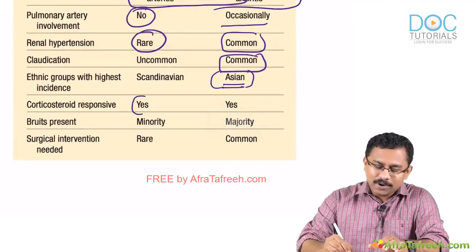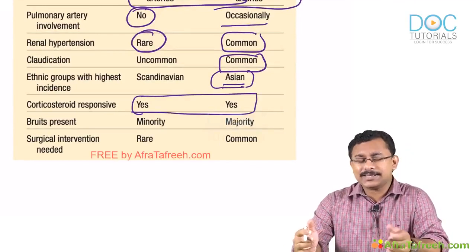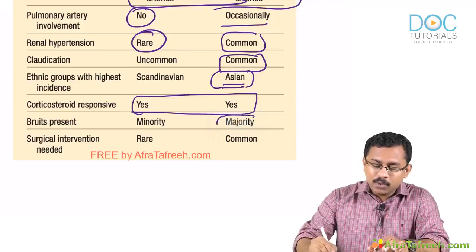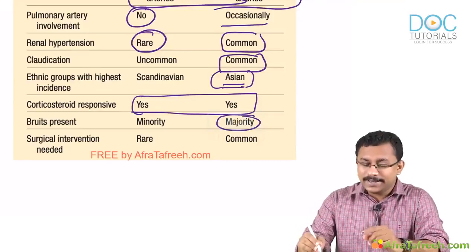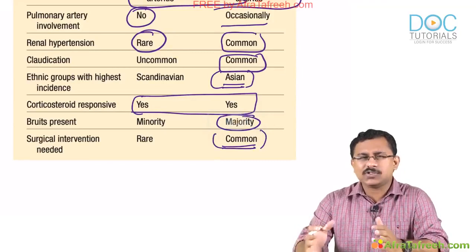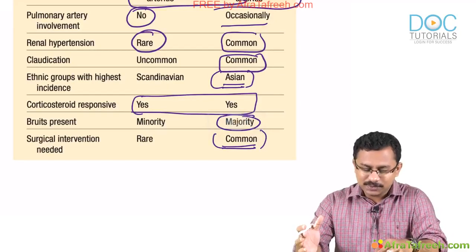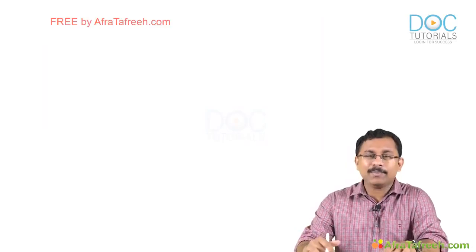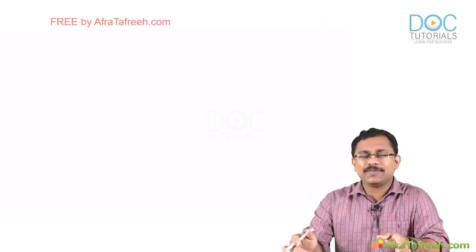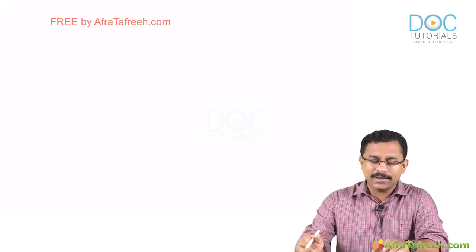Both of them are steroid responsive, but I would say that giant cell arteritis has a better steroid responsiveness. Bruit is mostly present in Takayasu, and surgical intervention may be required in Takayasu because of the large vessel stenosis that can happen. So that's it about the large vessel vasculitis. We have covered both giant cell arteritis as well as Takayasu arteritis.